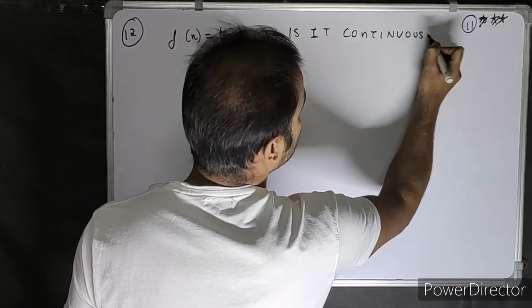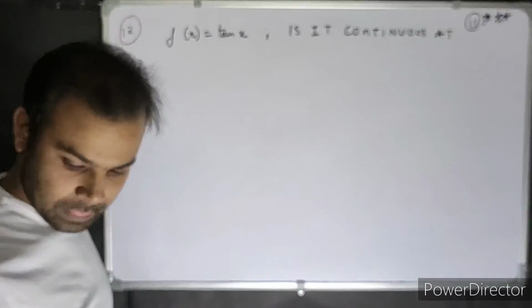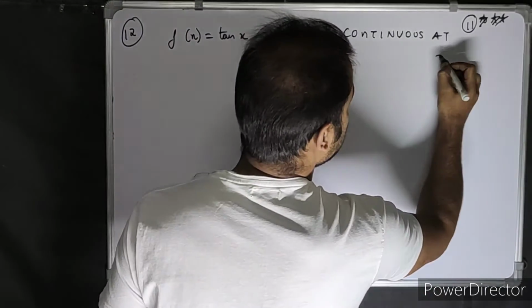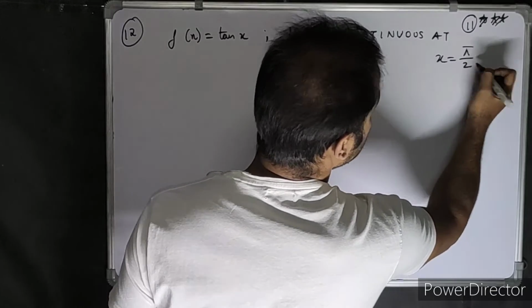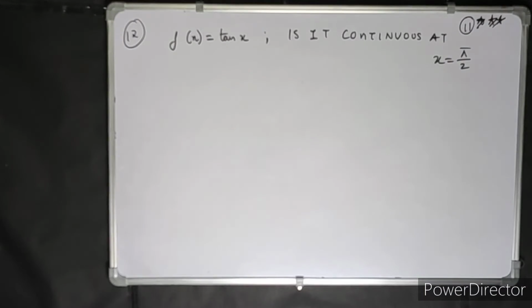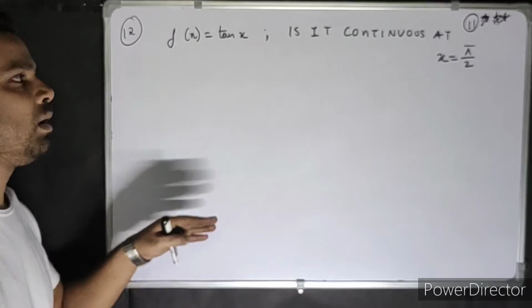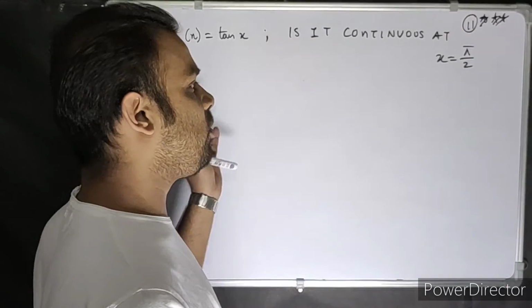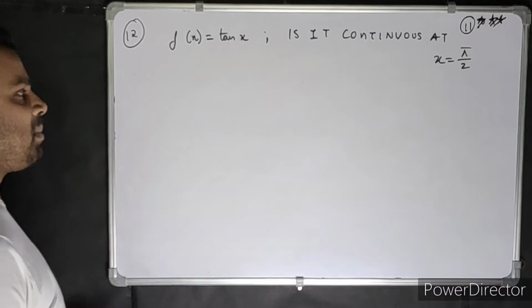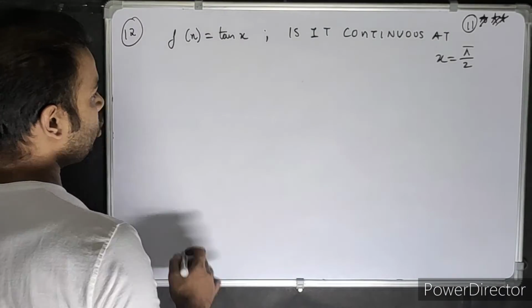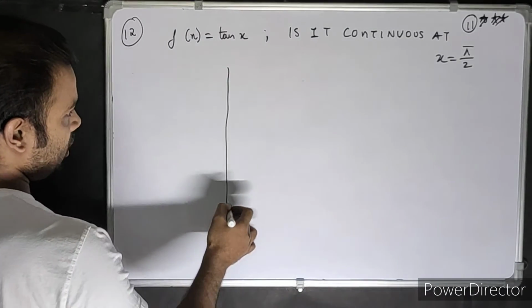At x equal to pi by 2, is it continuous at x equal to pi by 2? Those of you who know how to make the table, very good. Those of you who remember the table, that's even better. But this is how the table goes. Everybody knows actually.